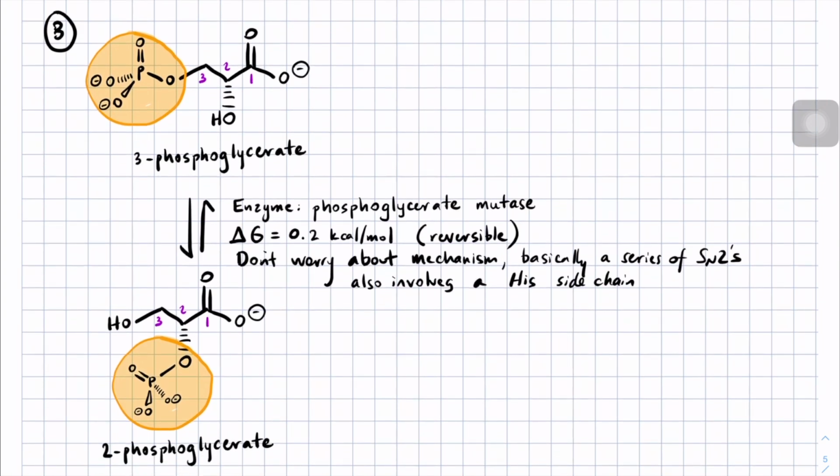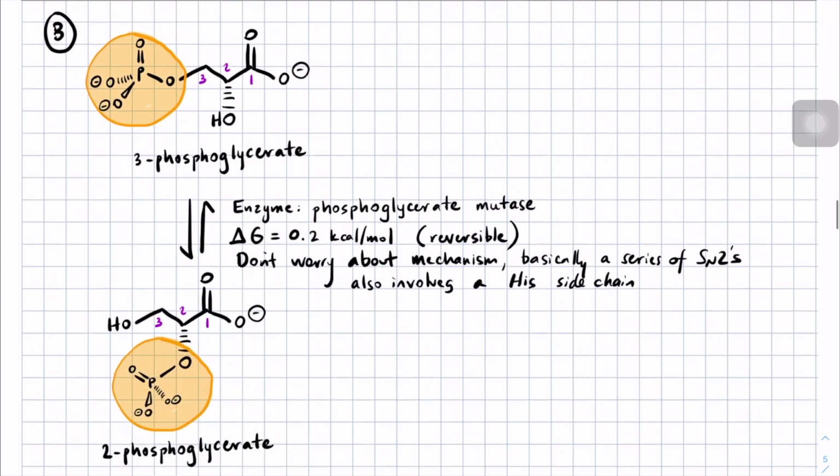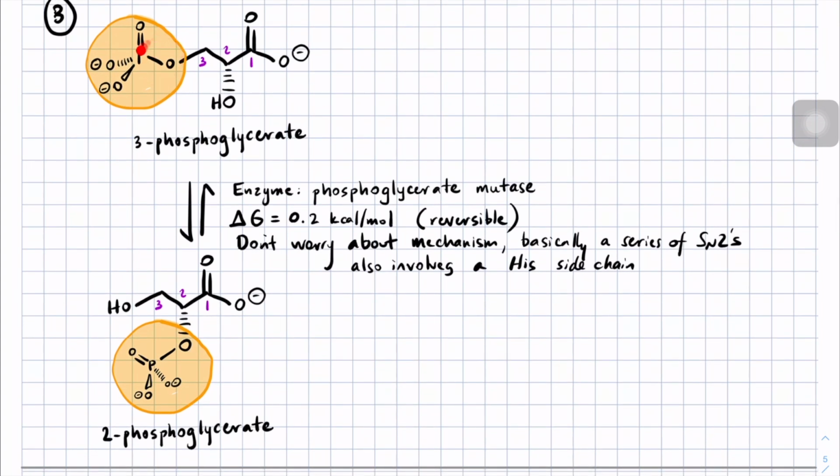So the next step is catalyzed by an enzyme called phosphoglycerate mutase. It's called mutase because it moves a functional group. This is an isomerization reaction. We start with the leaving group of the reaction above, 3-phosphoglycerate, and we're going to move the phosphoester from carbon 3, from the C3 hydroxyl to the C2 hydroxyl.